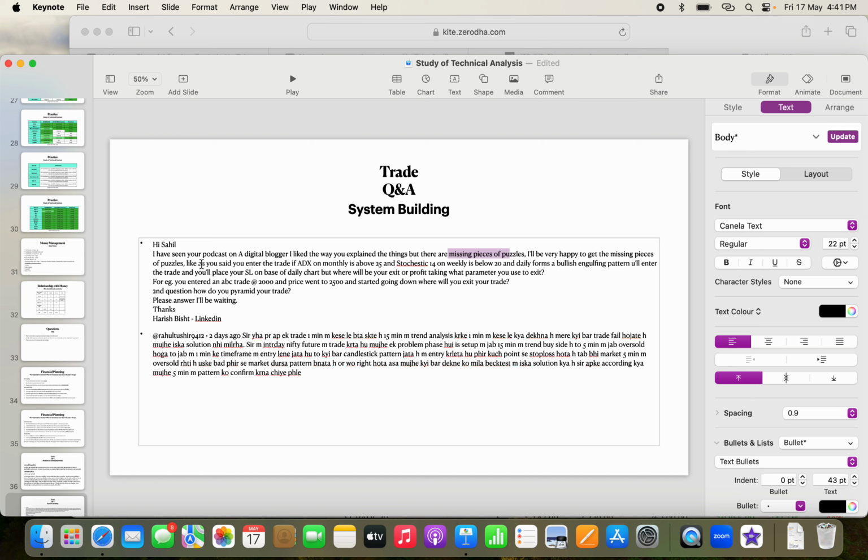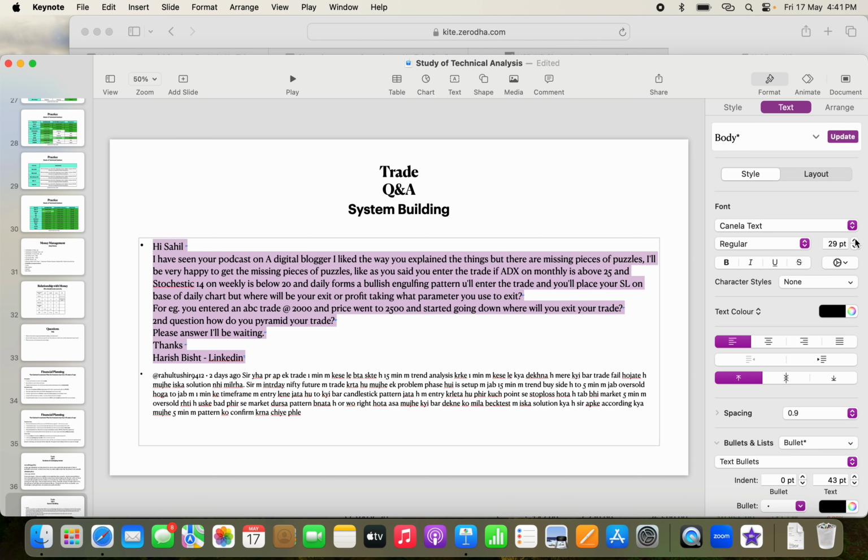So he says that, like you said, if you enter the trade if ADX on the monthly is above 25. So here I would just like to add, so I will increase the font a little bit since I am addressing this question, and so that you get more clarity. Now here I would like to add that if ADX is above 25, what does it mean? It basically means that the security is trending. So we are just trying to confirm that the security is trending on the longer time frame.